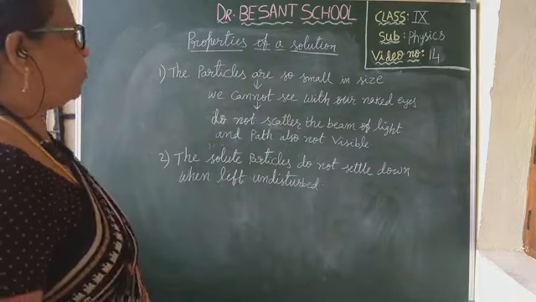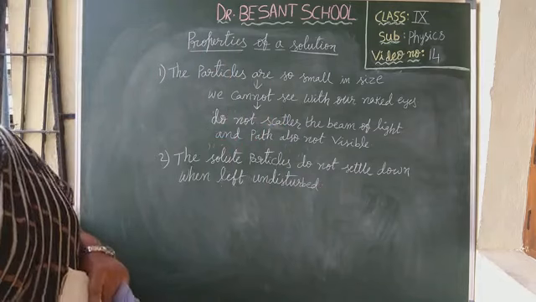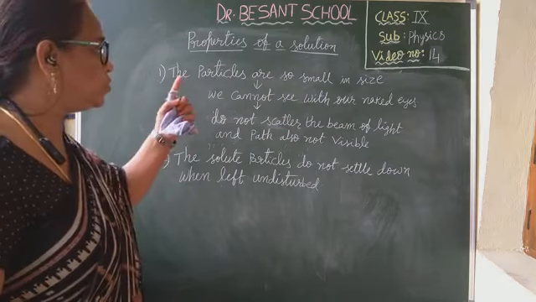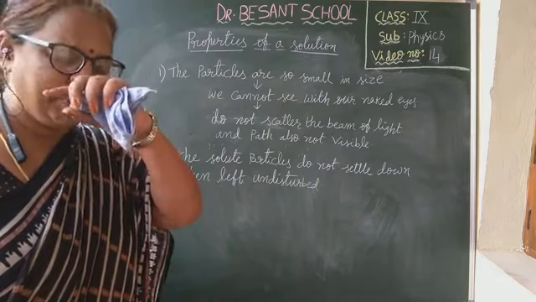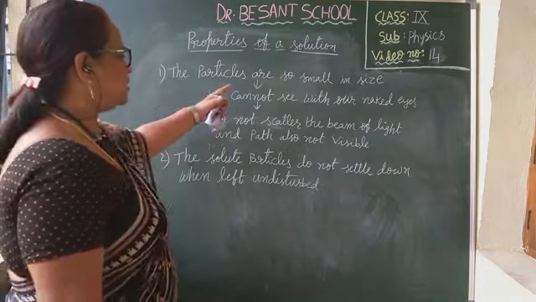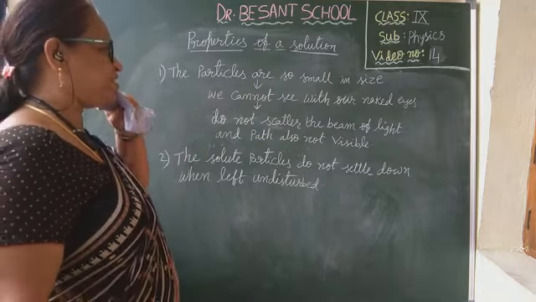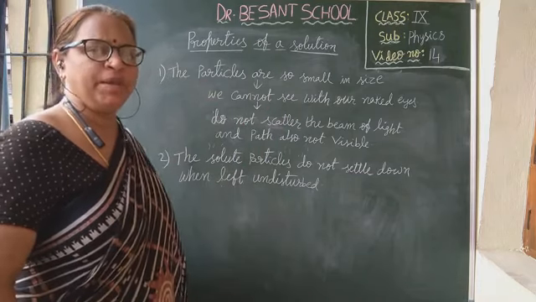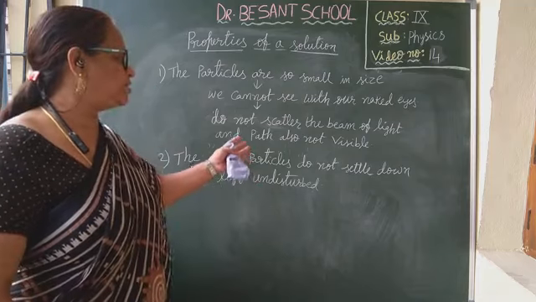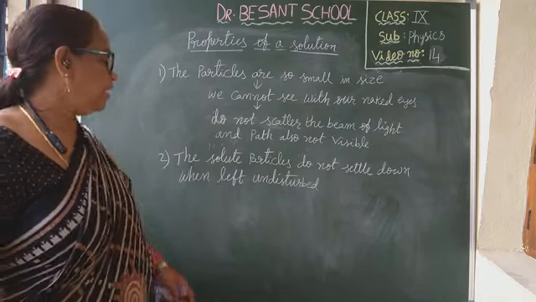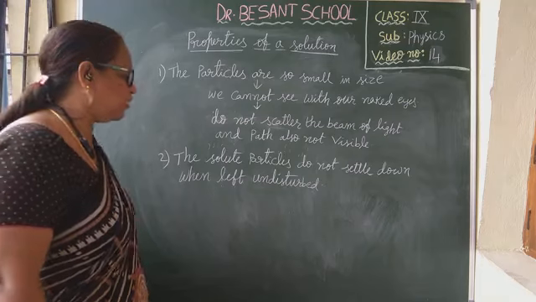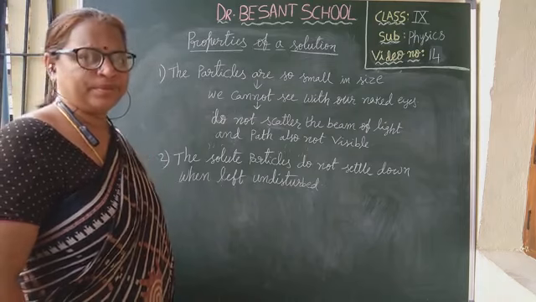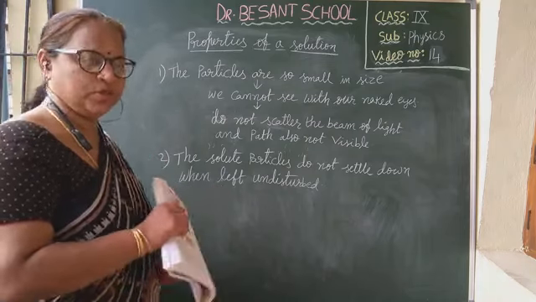These are the two main properties of a solution. Okay, children, note down. Particles are so small in size, which particles? The solute particles present in the solution. They are so small in size that we cannot see them with our naked eyes, and they do not scatter the beam of light, and the path of the light is also not visible. And next, the solute particles do not settle down when left undisturbed. Am I clear, children? These are the properties of a solution.